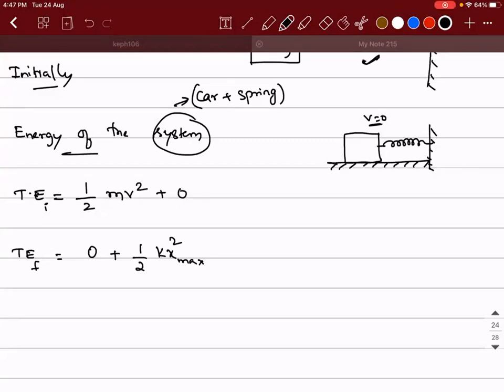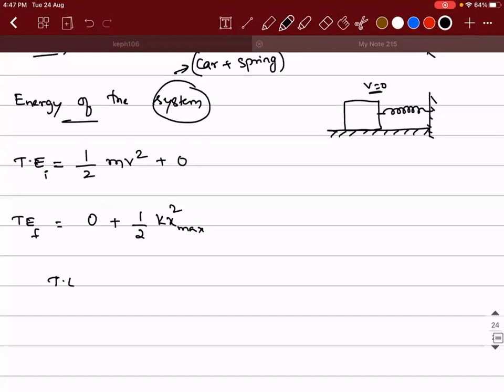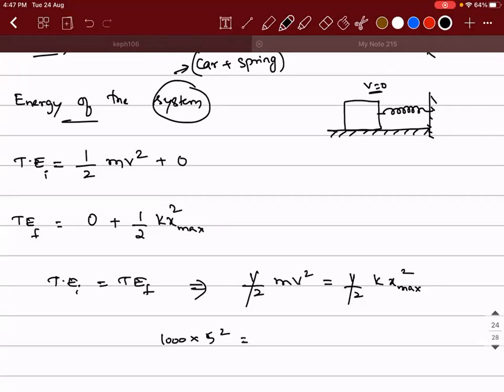So half mv square is equal to half into k into x max square. So initial total energy is equal to final total energy, which implies half mv square is equal to half into k into x max square. Half and half are gone. So what is the mass? 1000 into velocity square, 18 into 5 by 18 whole square, I hope you understood why it is 5 by 18, because it is in kilometer per hour, is equal to k, 6.25 into 10 power 3, into x max square.